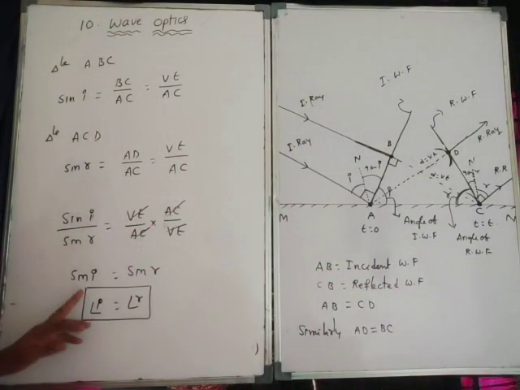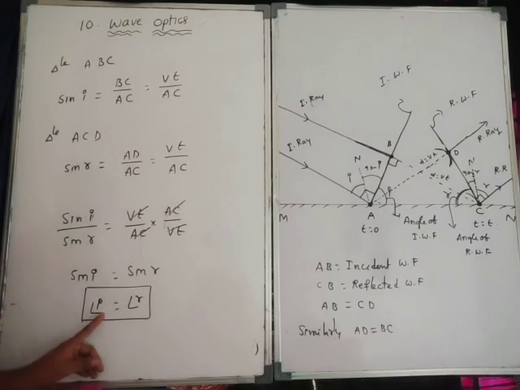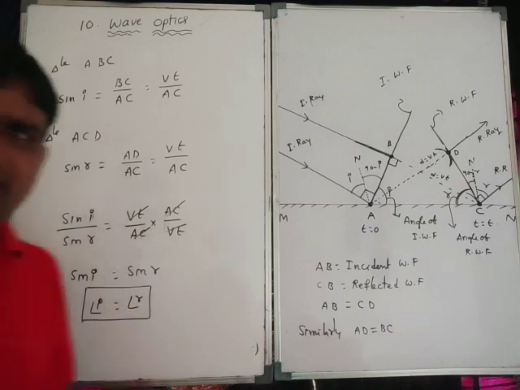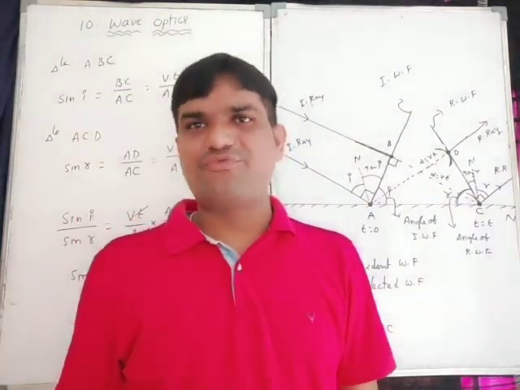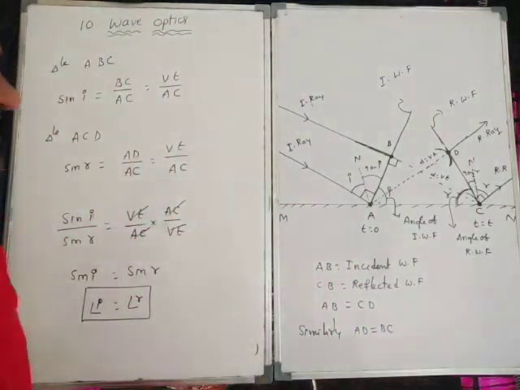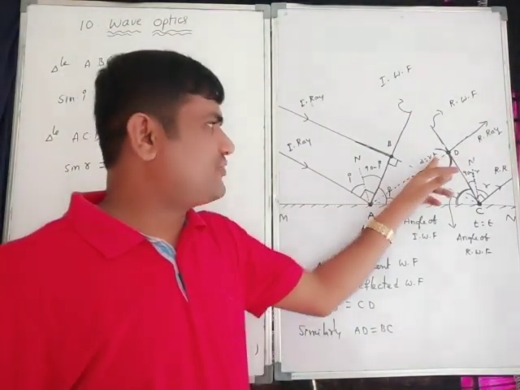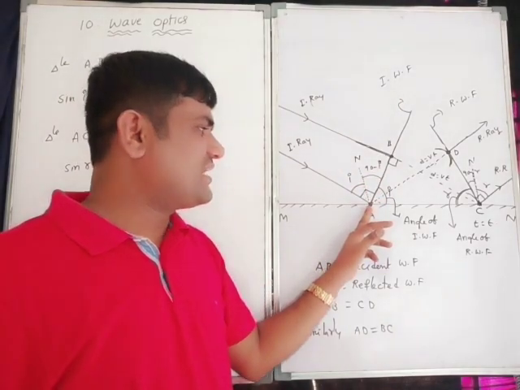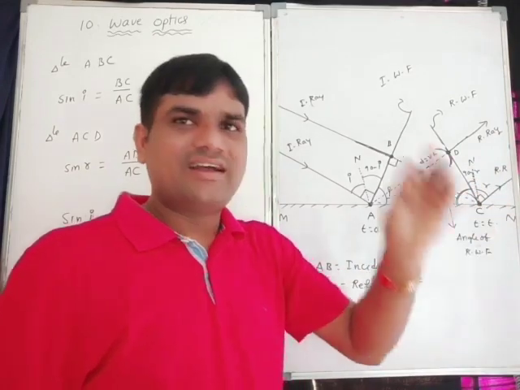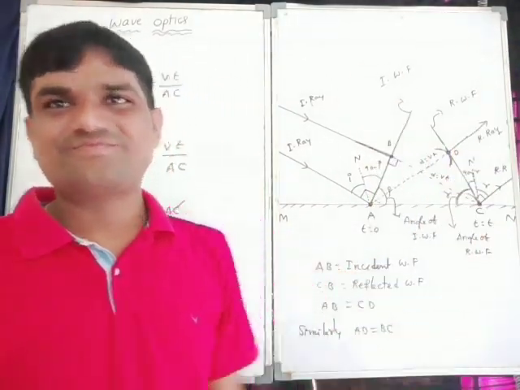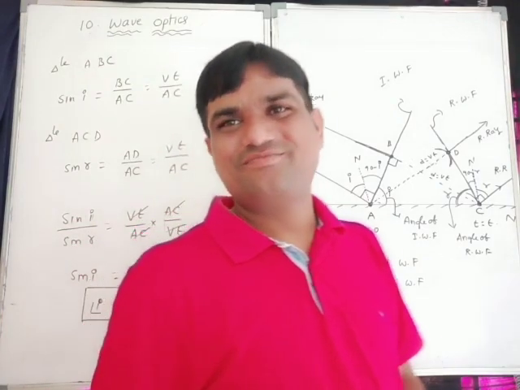So sin I is equal to sin R. This is nothing but angle I is equal to angle R. That means the angle of the incident wavefront is equal to the angle of the reflected wavefront. Alright, so this is about reflection. Similarly, the second law also: the incident ray, reflected ray, and normal lie on the same plane.